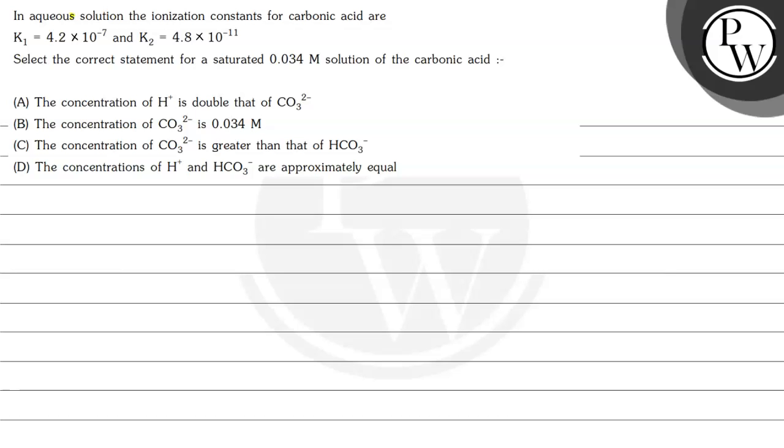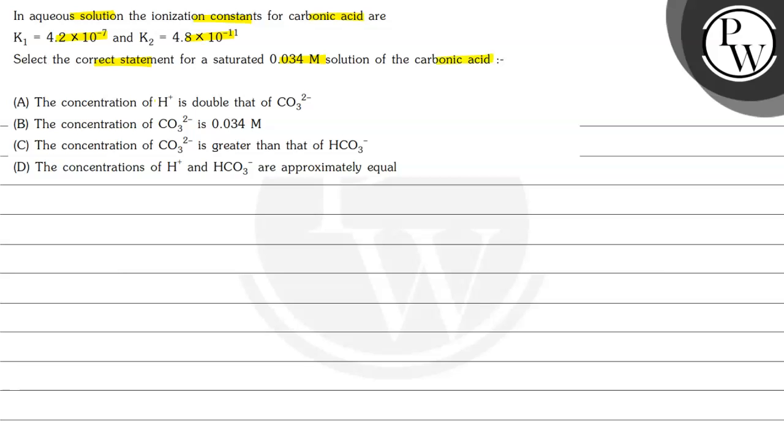In aqueous solution, the ionization constants for carbonic acid are K1, 4.2 multiplied by 10 to the power minus 7, and K2, 4.8 multiplied by 10 to the power minus 11. Select the correct statement for a saturated 0.034 molar solution of carbonic acid.